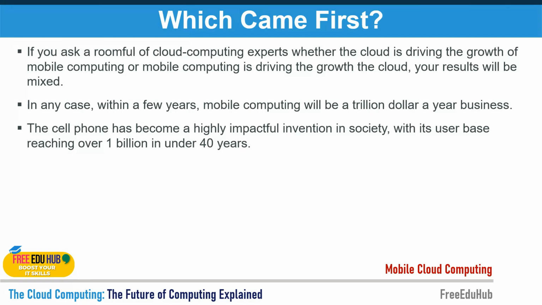There are lots of websites. People are more interested in buying things online, so they'll be more interested in using mobile phones for their day-to-day activities. The cell phone has become a highly impactful invention in society, with a user base reaching over 1 billion in under 40 years. So that's the fastest growing technology that we have ever seen in the evolution of gadgets and information technology.